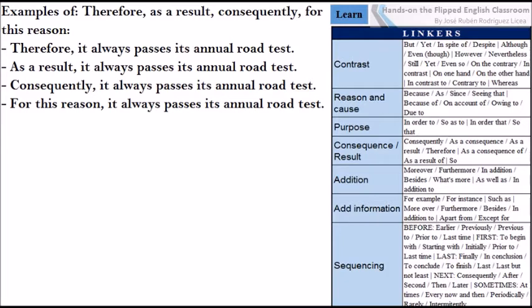Examples of therefore, as a result, consequently, for this reason. Therefore, it always passes its test. As a result, it always passes its test. Consequently, it always passes its test. For this reason, it always passes its test.